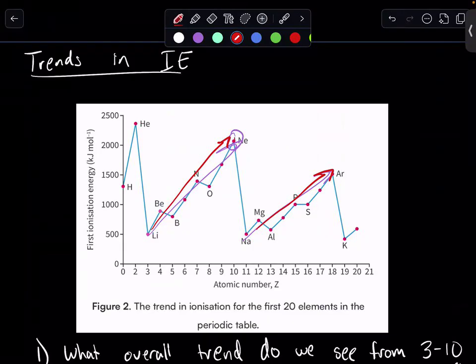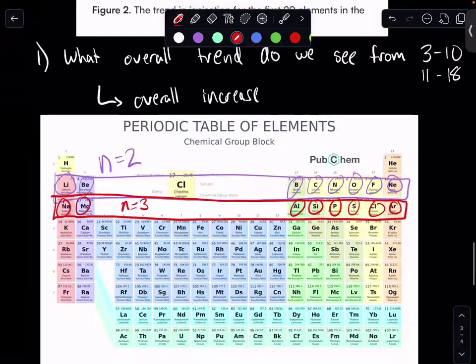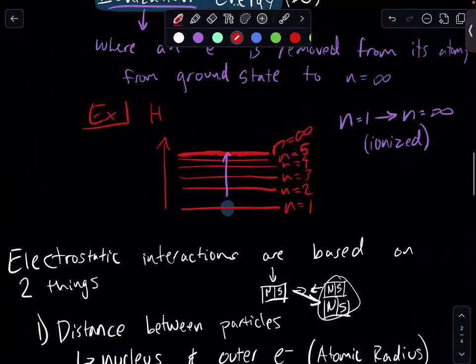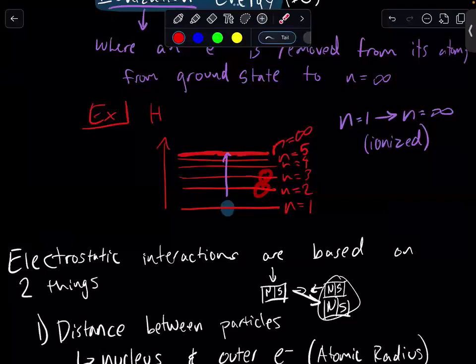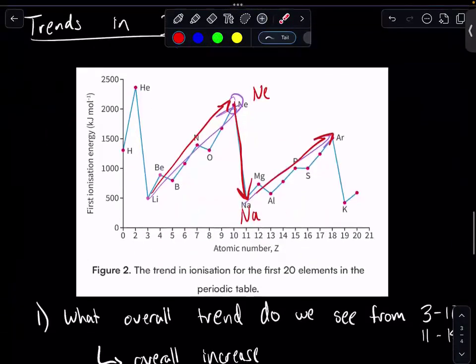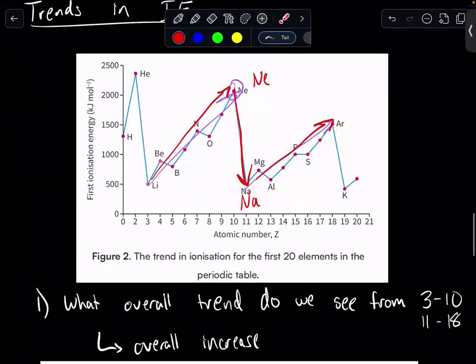You'll notice we have a giant decrease between neon and sodium. So between neon and sodium, we have a big decrease. Well, that's because we're going from n equals 2 to n equals 3 energy level. So if we go back to our hydrogen further up here, our elements are going from an energy level close to an energy level further. And we said the distance between particles, it's kind of like moving that magnet further away. If you move the magnet further away, it becomes easier to separate them. So this is why this section gets that decrease.